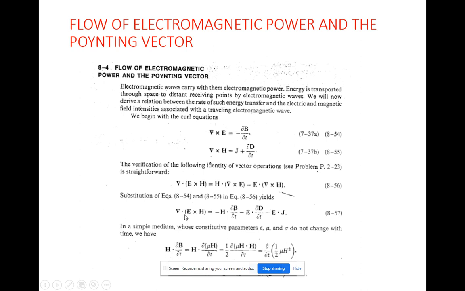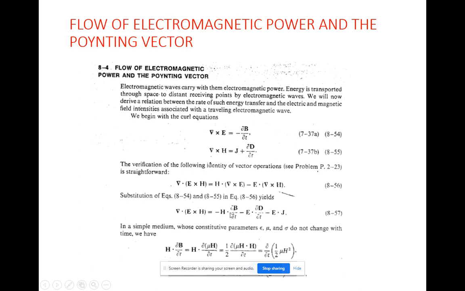By substituting that, you will get minus H dot dou B by dou t, because minus dou B by dou t is substituted for del cross E. Similarly, for del cross H, you substitute J plus dou D by dou t. Then for a simple medium, you use the parameters epsilon, mu and sigma, which will not vary with time. So we are going to apply these three parameters.